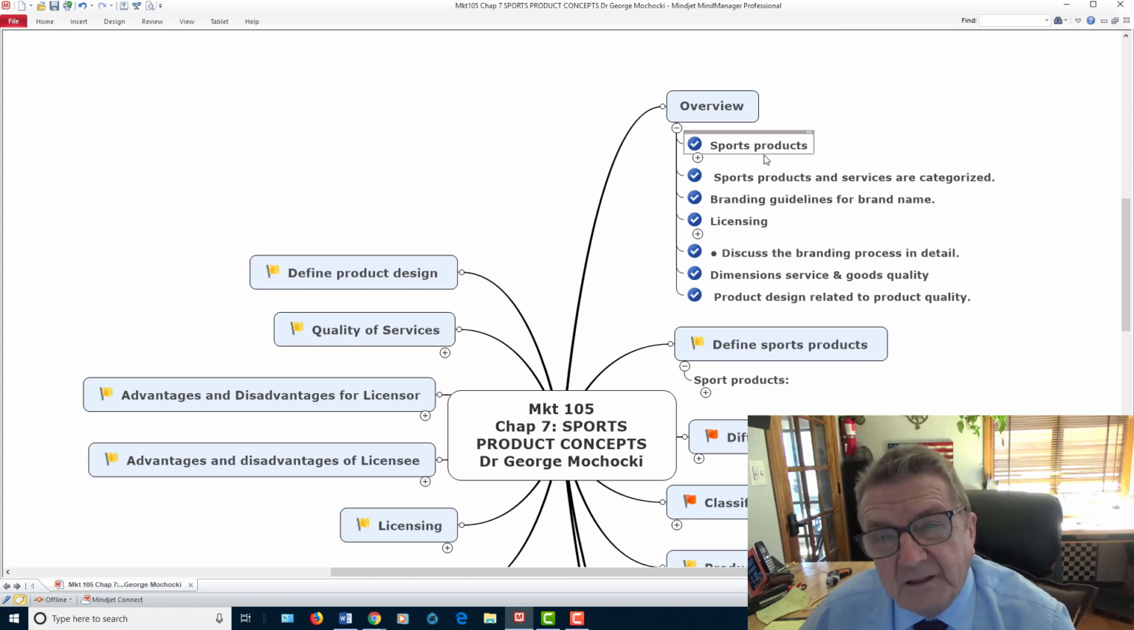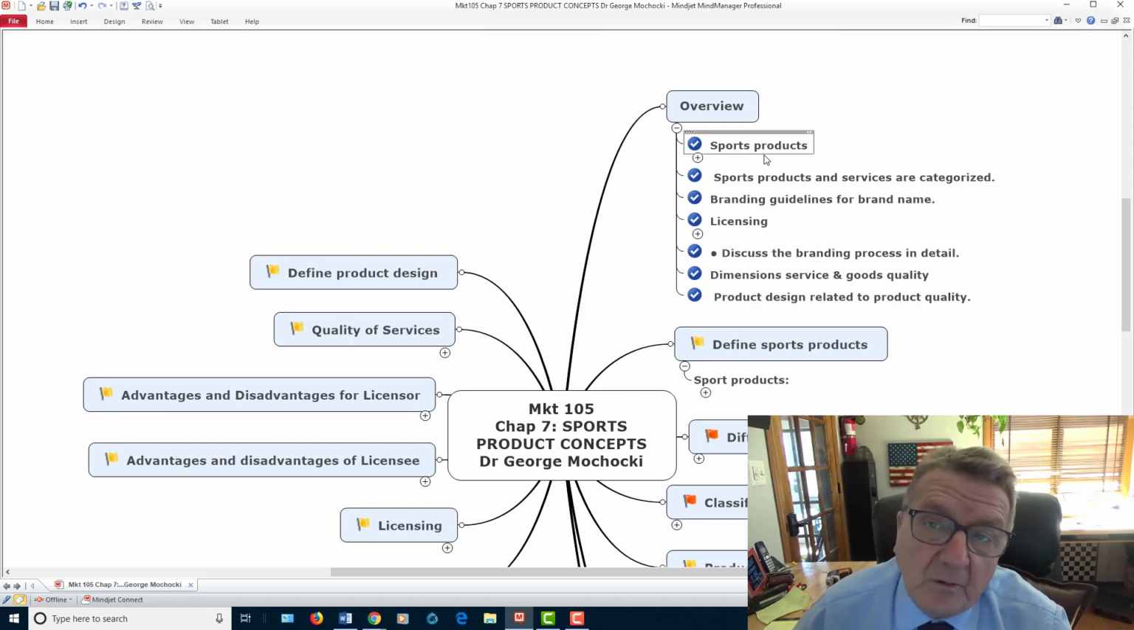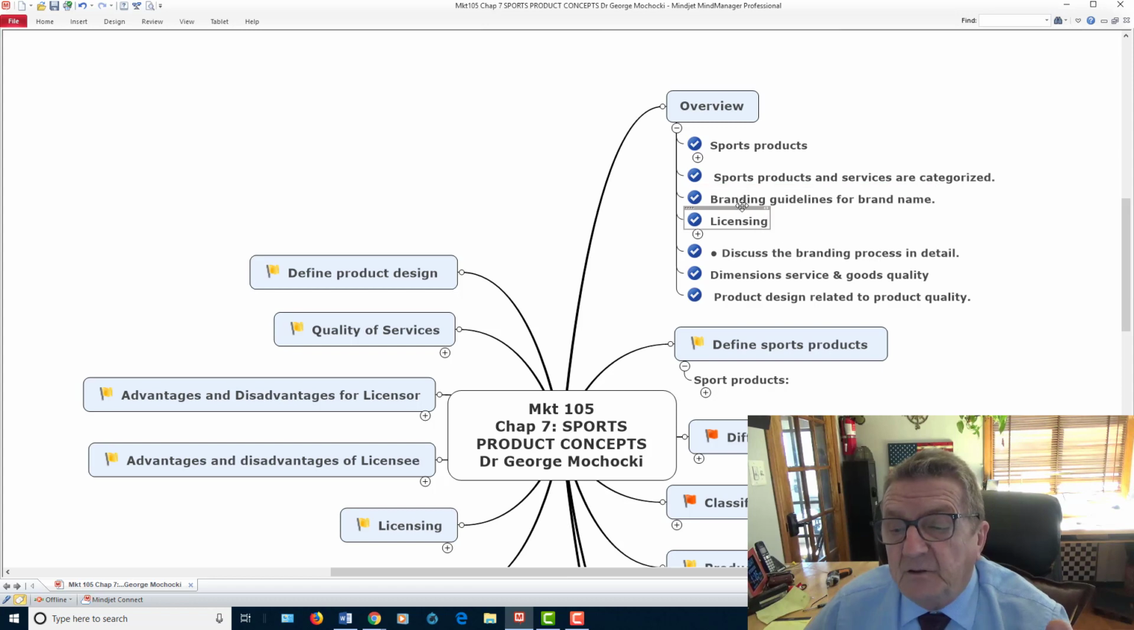When I look at that, is the quality there? You know what I mean? Does the brand sway me one way or the other? Or could I tell the difference between the brand and what I call a private label? Okay? And then you're looking at branding, so this whole chapter is on branding, guidelines for the brand name, licensing agreement.